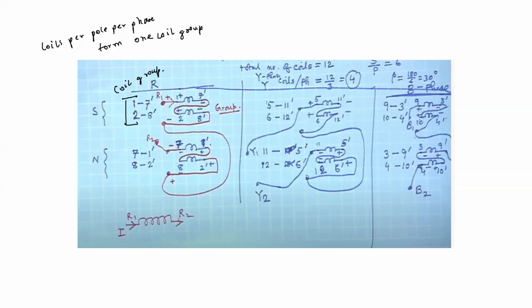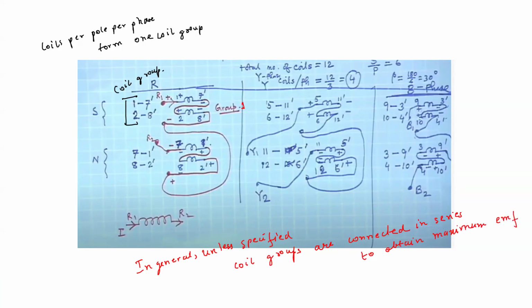So now this is the case. You can see that in general we connect the coil groups, suppose this is group one, and the other groups in series. So in general, unless specified, coil groups are connected in series to obtain maximum EMF per phase.